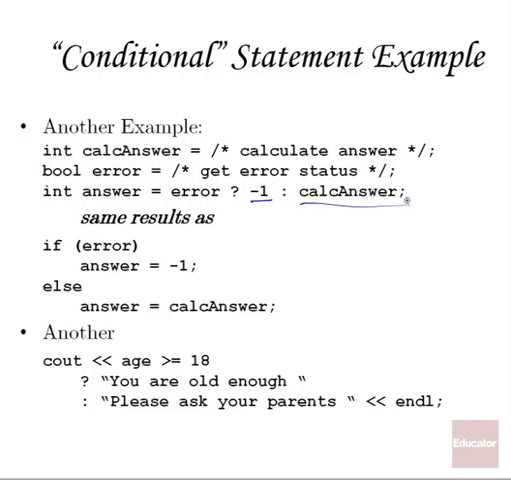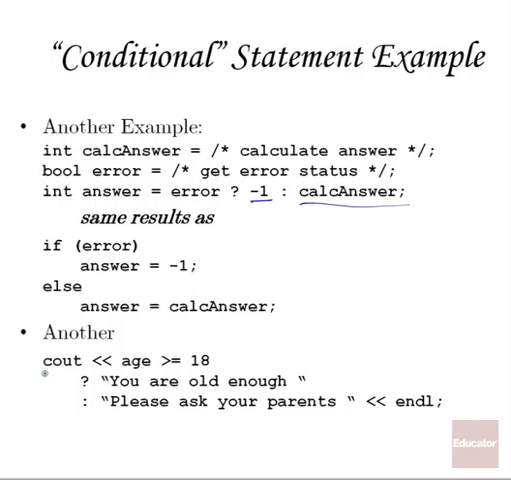This is a circumstance where the calculated answer is unpredictable if an error occurs, but you want that to be predictable. You want the answer to be, in this case, -1 in the event of an error. So there we have the ternary operator handling that. Basically we're saying if there's an error, the answer will be -1. Otherwise, the answer is what we calculated.